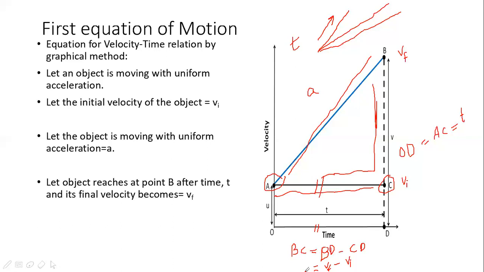Equation for velocity time relation by graphical method. Let an object be moving with uniform acceleration. The acceleration is uniform during this journey. The initial velocity is represented by VI. If the initial velocity is VI, let the object move with uniform acceleration A, and the final velocity of the object is VF during the time interval T.